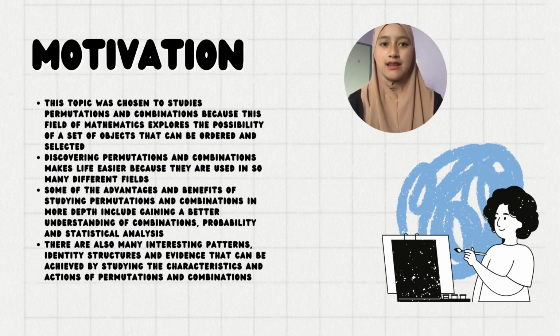Besides that, there are also many interesting patterns, identities, structures, and evidence that can be achieved by studying the characteristics and actions of permutation and combination.